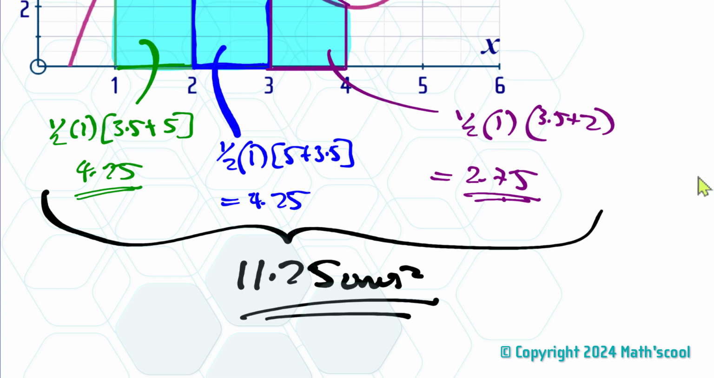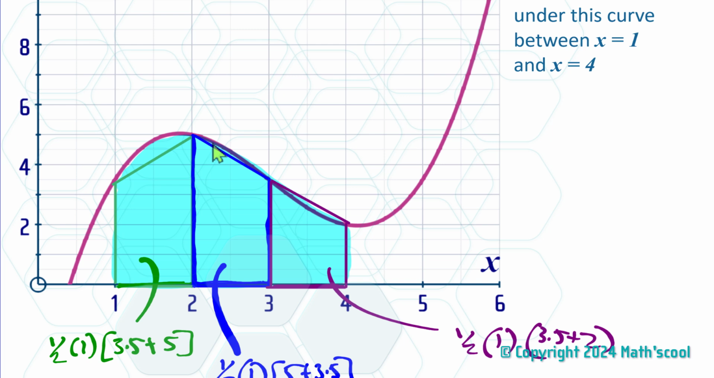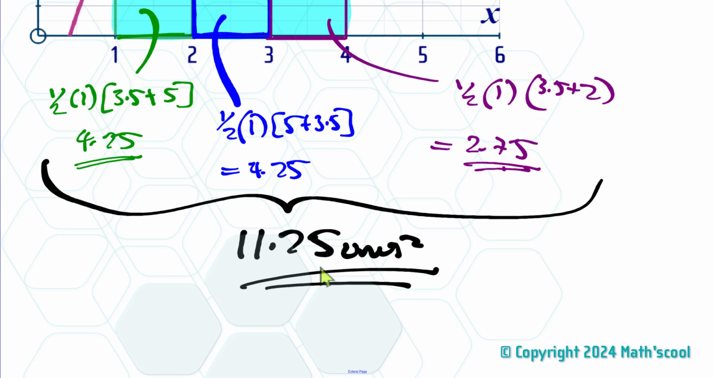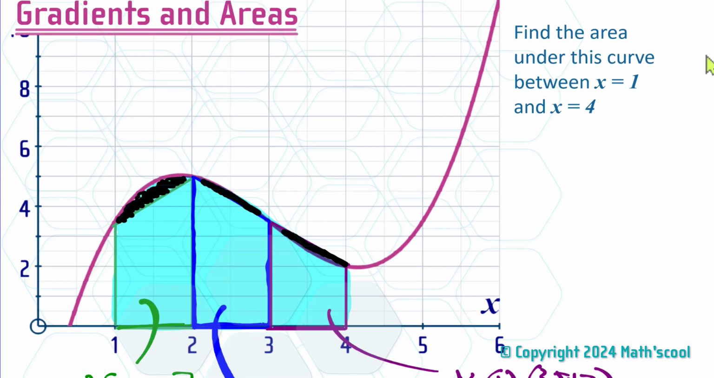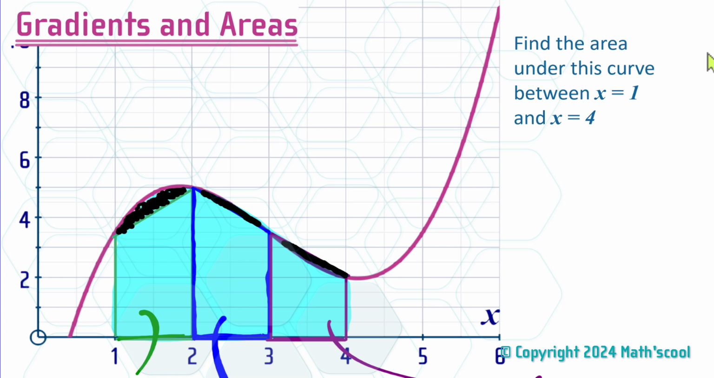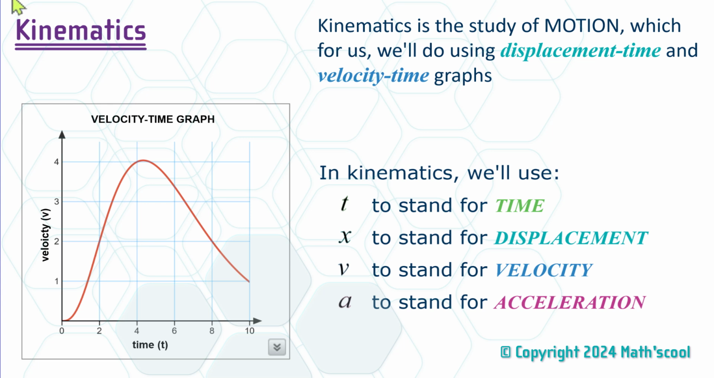Now I reckon the real answer is slightly more, because I underestimated by this amount, but then I overestimated by this amount. They look as though they're going to cancel each other out, the underestimate and the overestimate. But then also I underestimated by this amount, which looks quite big. So I reckon the real area is probably more like 11.3 or 11.4. I think I'm going to be a little bit out on that one. But that's how we would approximate an area if we've got something curvy that we need to find the area of.